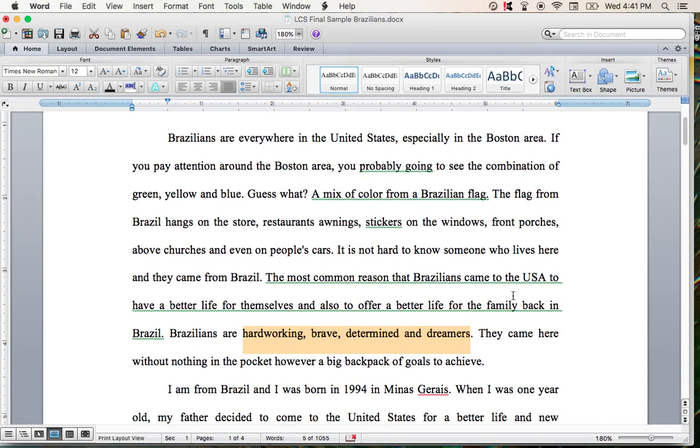So this student started her essay in a different way, right? She didn't start with a story about herself. She started with a kind of hook, starting with just the Brazilian flag. And this is a flag that you see in a lot of places around the Boston area. So there's a little bit of descriptive writing, the green, yellow, and blue, and all the different places that you see it. So she uses that to make the reader interested. Hey, yeah, I have seen that flag. Why do you see it so much around here? Well, there are a lot of Brazilians here, and I'm going to talk to you about the Brazilian community in Boston. So she started it in a different way.